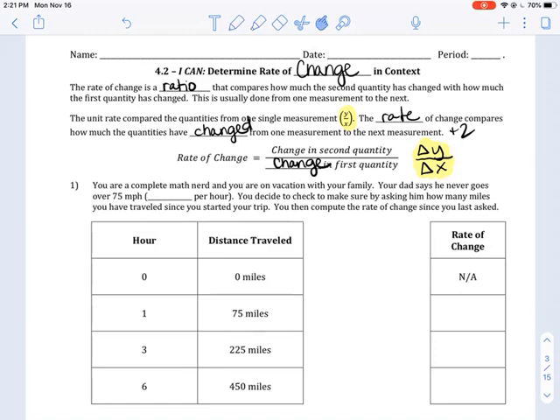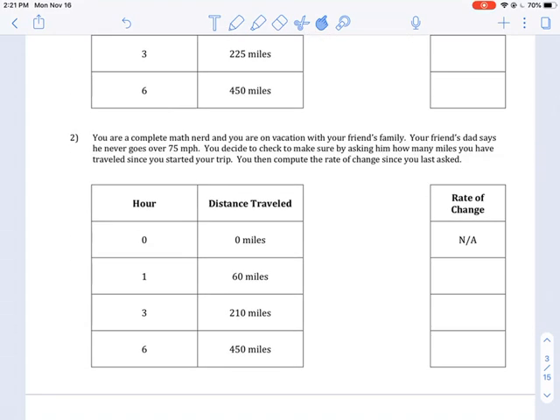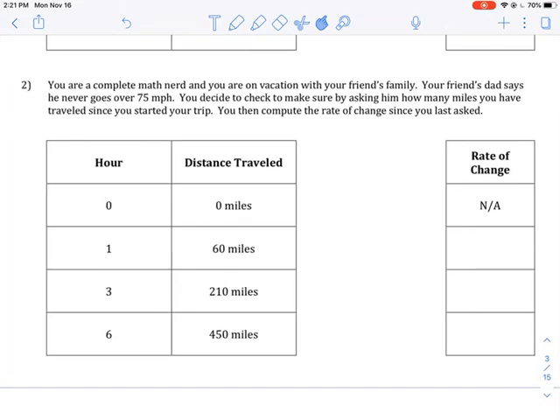Let's go ahead and see our rate of change in action. We're going to go ahead and do example 2 together. You are a complete math nerd and you are on vacation with your friend's family. Your friend's dad says that he never goes over 75 miles per hour. I don't know if I believe that. You decide to check to make sure by asking him how many miles you have traveled since you started your trip. You then compute the rate of change since you last asked.